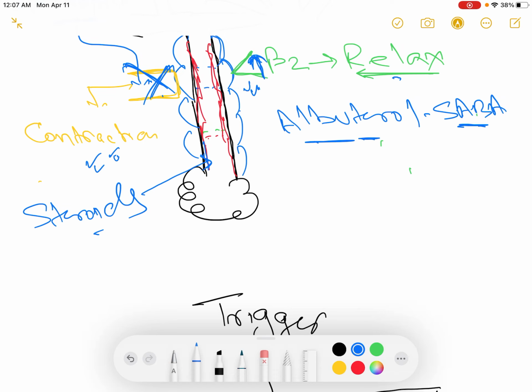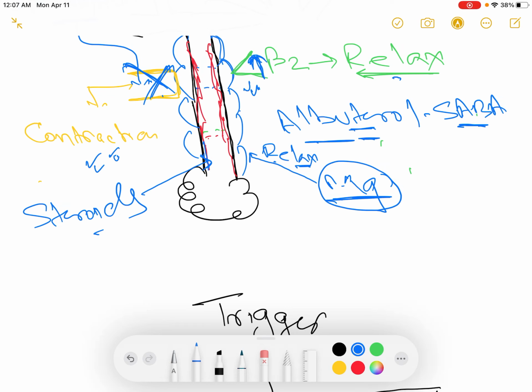Sometimes we also use another drug called magnesium sulfate. This magnesium sulfate also relaxes the smooth muscle cells and helps increase the size of the airway. But magnesium works a little differently than albuterol. Albuterol works on the beta 2 receptor, but magnesium relaxes the smooth muscle cell by a different mechanism.